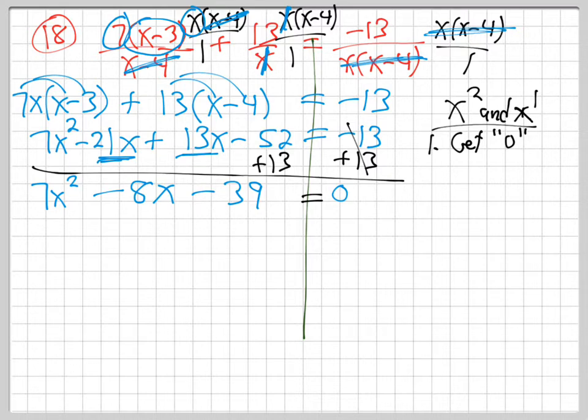So step 1, get a 0. Step 2, factor. Here we are again, because it's an x squared. So step 1, get a 0. Step 2, factor. Can you factor that one? First question, what's in common to all the terms? Nothing. There's no number that goes in all those. So you go right to the 2 parentheses, right?